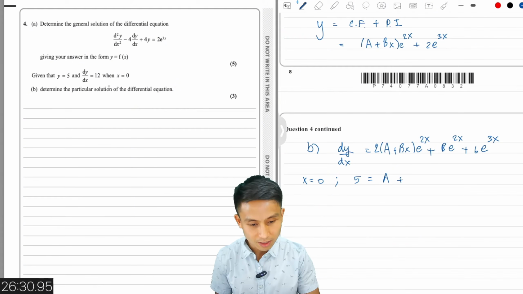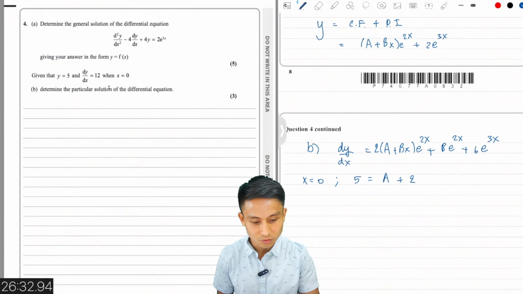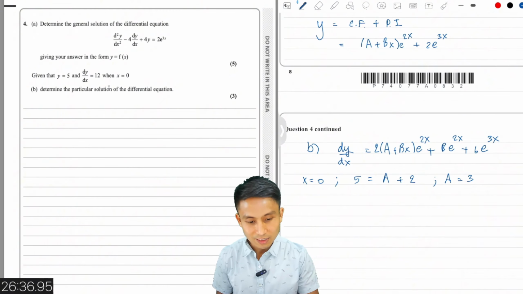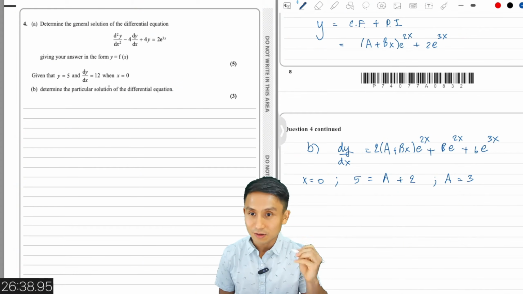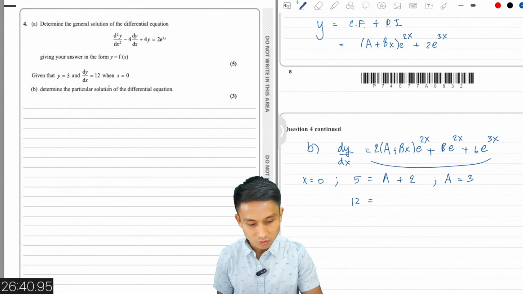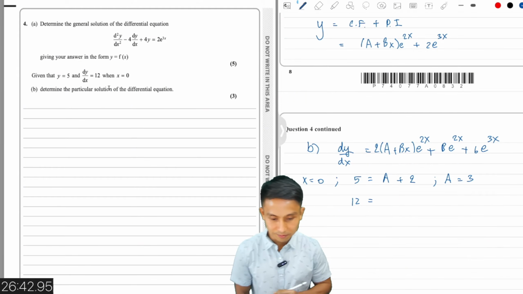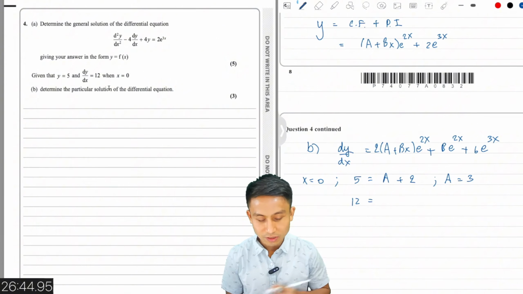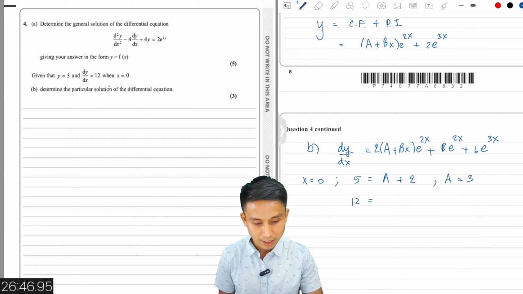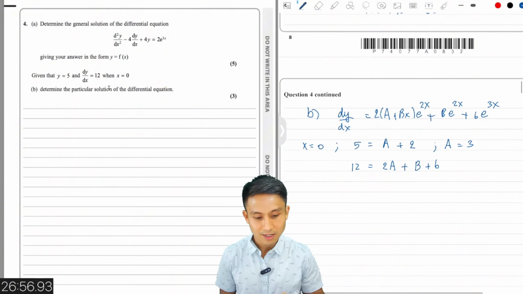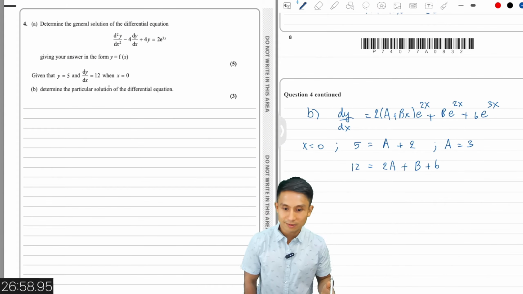Yeah? Plus 2e to the 0 is just 2. So simply a is just 3. And then for the second condition, dy by dx of 12, we're just going to use this equation. We just differentiate it. So again, x equals 0. That's going to put just 2a, and e to the 0 is 1, plus e to the 0 is 1, so that would be b. E to the 0 is 1, so that would be 6. But a is already 3, so we put that.